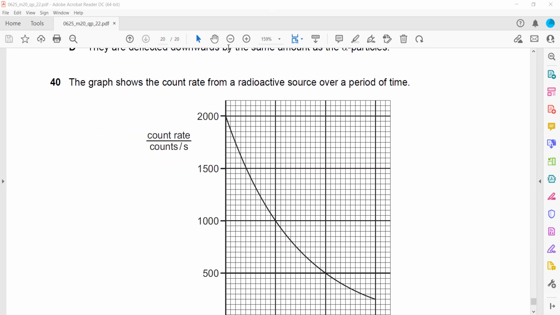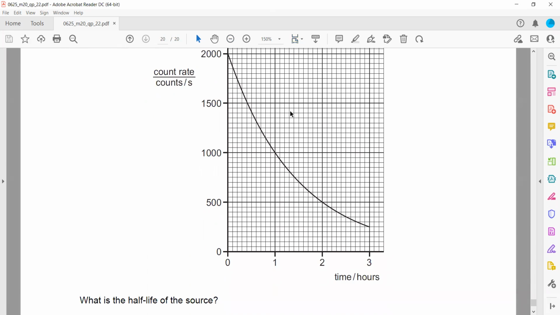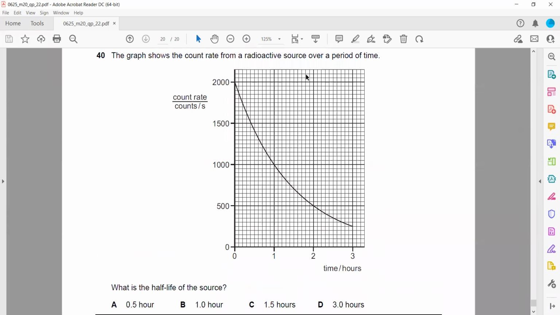Then the graph shows how the count from a radioactive source changes over a period. What is the half-life? How do we work out the half-life? Half-life means the time taken for half of the sample to decay. We can take any value. For example, I took the first value, which is 2000. So what is half of 2000? When the count is 2000, what is the time? You can see that is the beginning, 0. When the count is 1000, that is half of 2000.